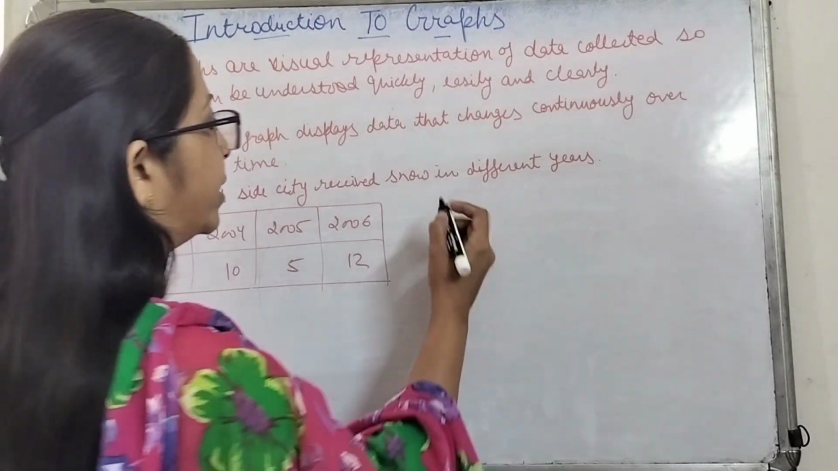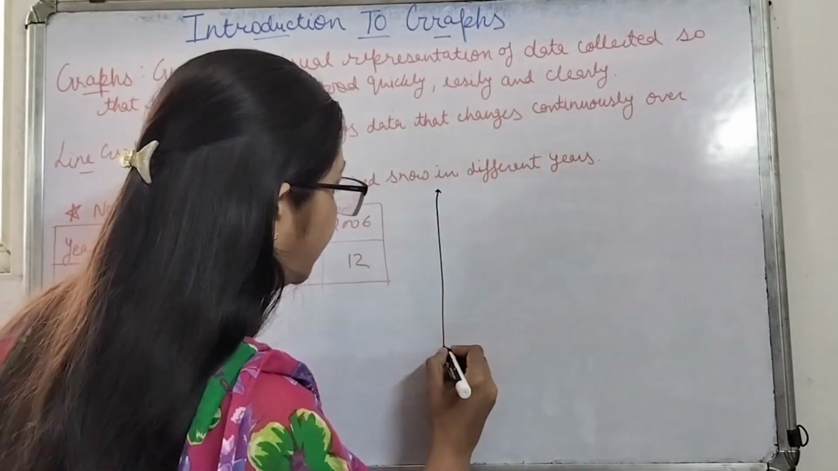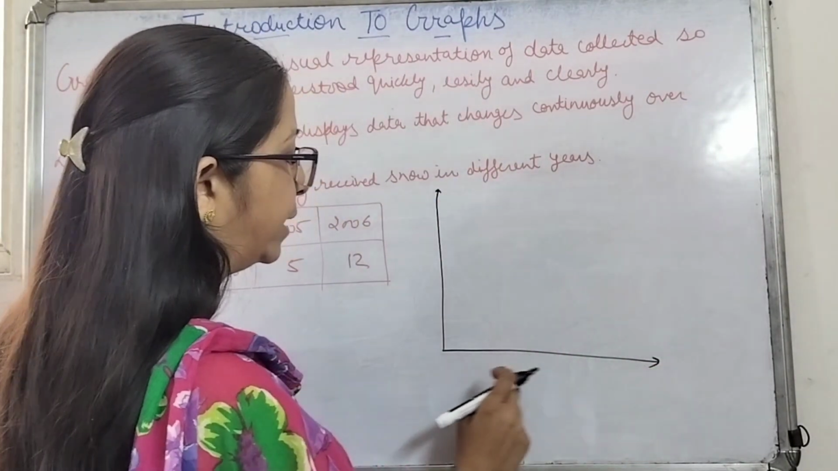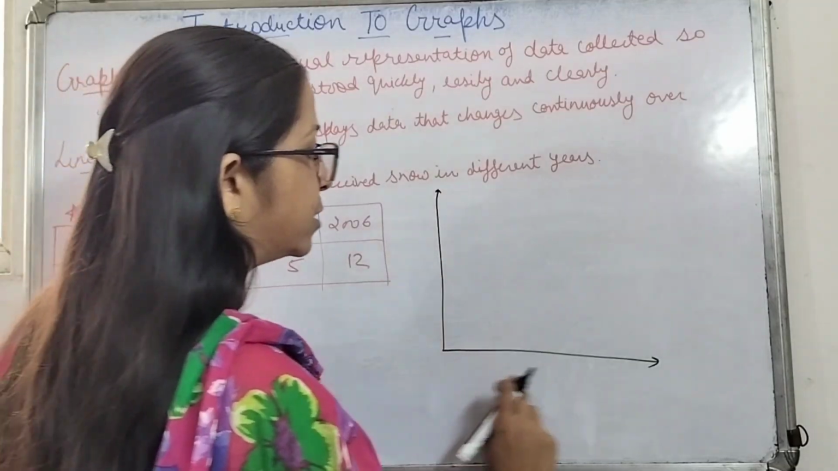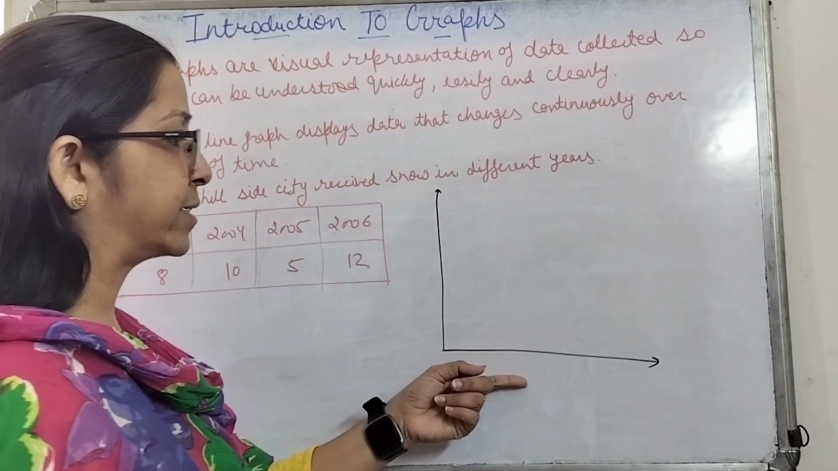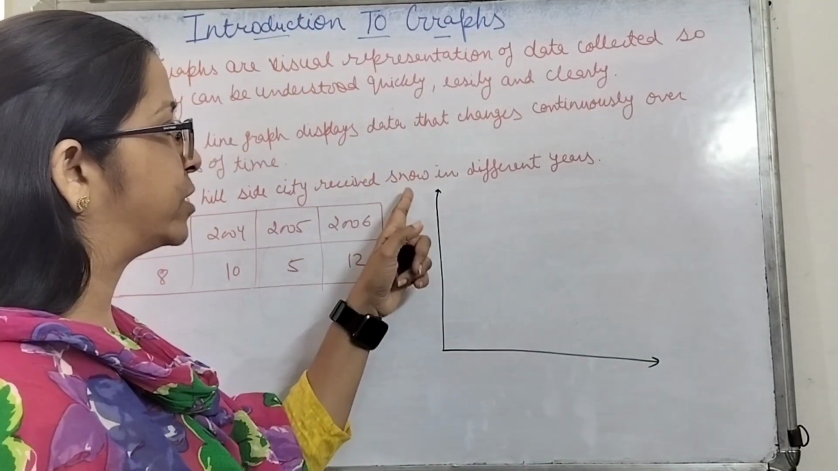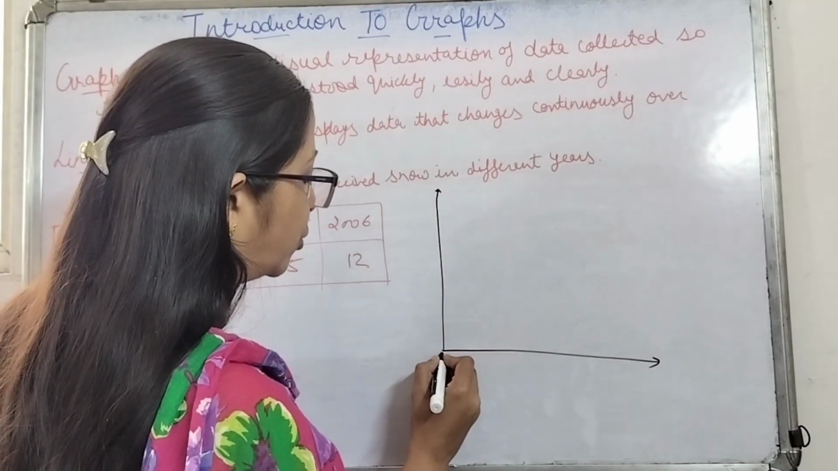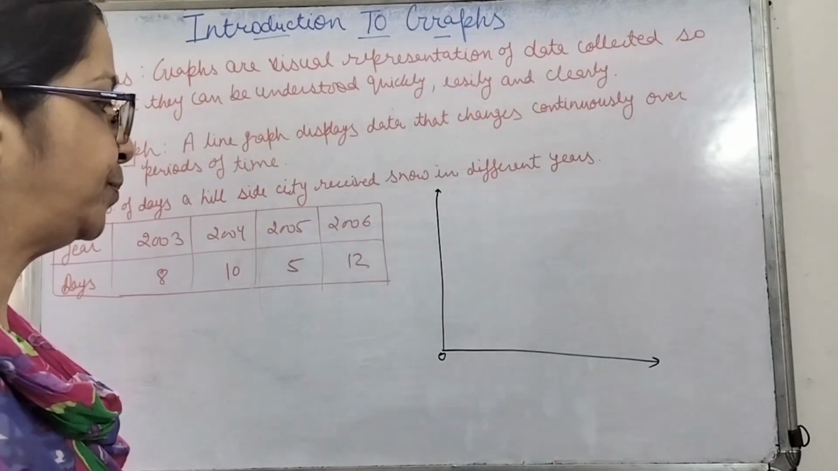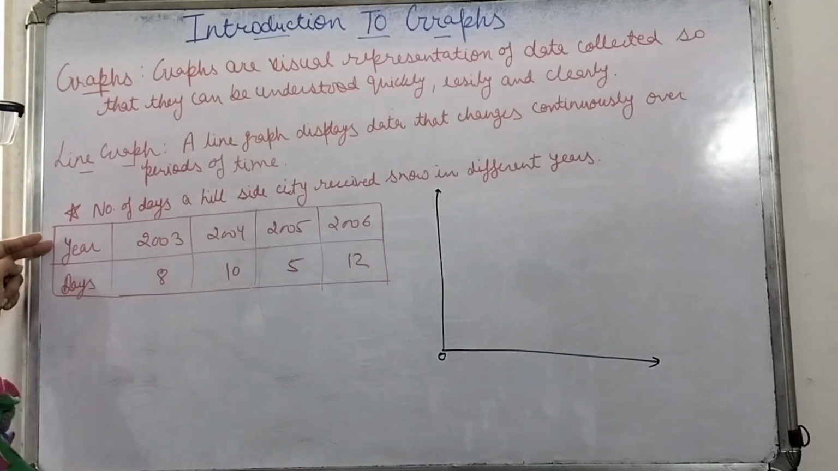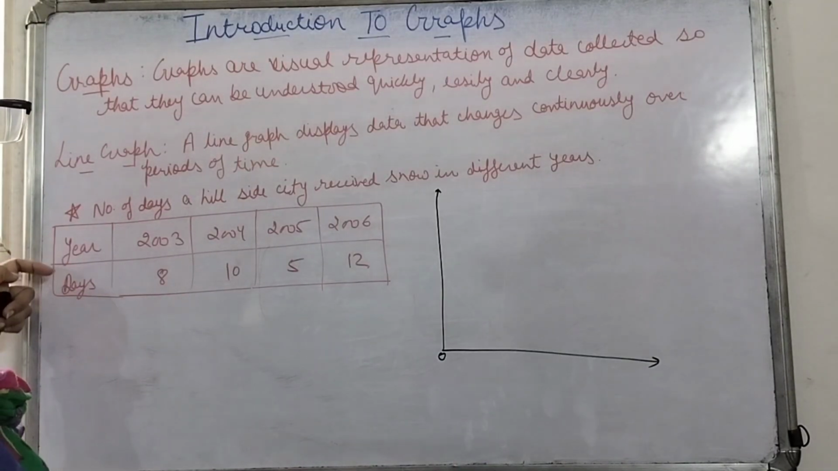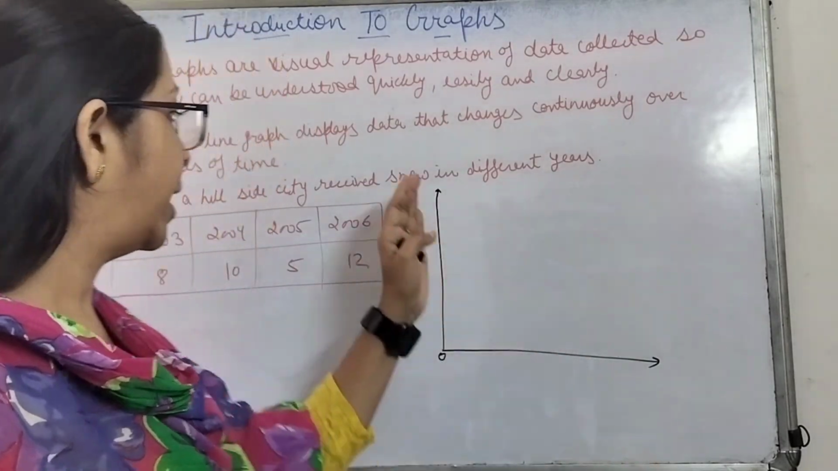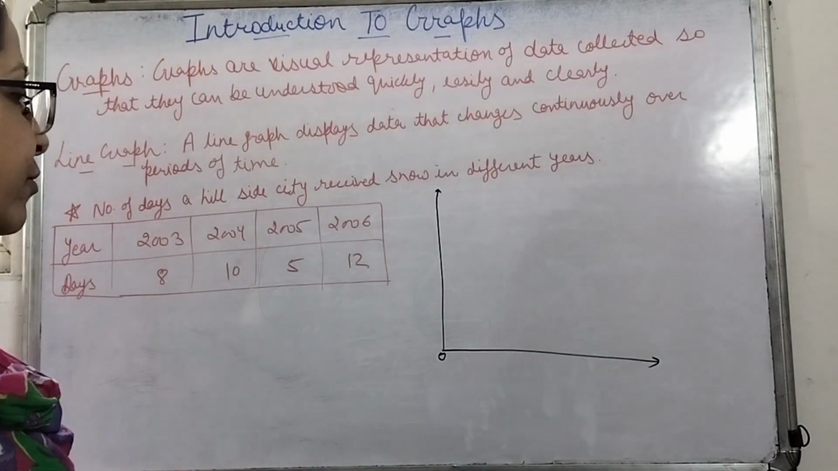So, what we will be doing is, first of all, we will make perpendicular lines. This is the horizontal line, this is the vertical line. This horizontal line is known as the x-axis, this vertical line is known as the y-axis. The point where these two lines intersect is the origin, denoted by O. Now the two pieces of information we have are the year and the days. So we will be taking years on the x-axis and the number of days on the y-axis.